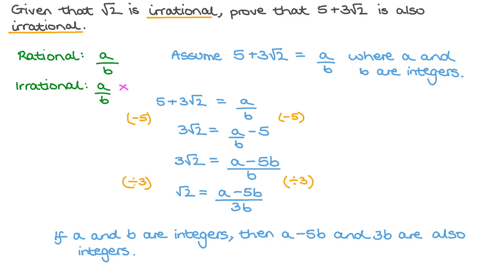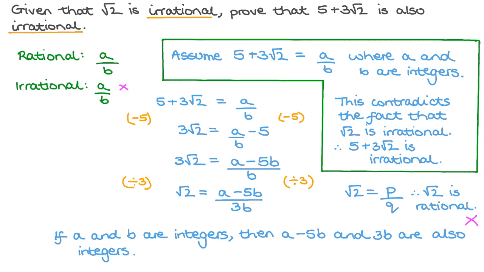If a and b are integers, which they were when we defined them at the start of the question, then a minus 5b and 3b are also integers. If we allow a minus 5b to be the integer p and 3b to be the integer q, then we've written root 2 as the fraction p over q. However, by our definition of a rational number, this would mean that root 2 is rational, which is a contradiction, as of course root 2 is irrational.